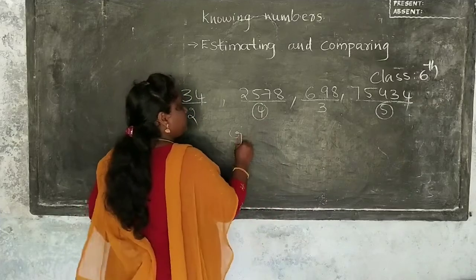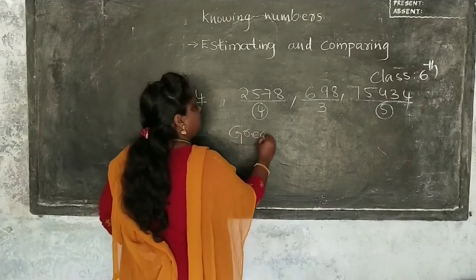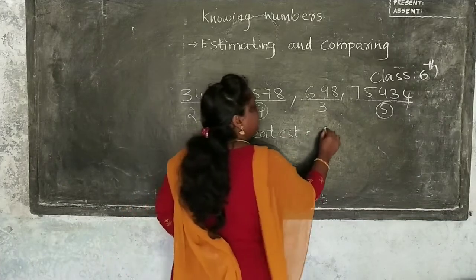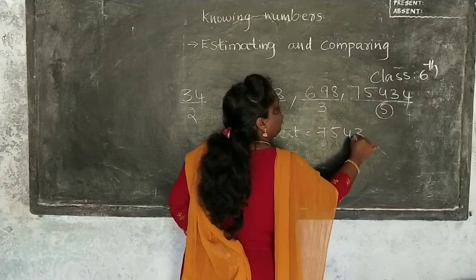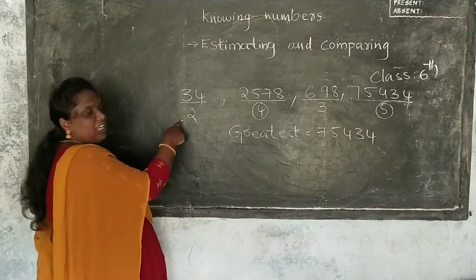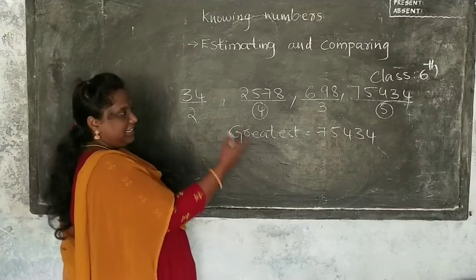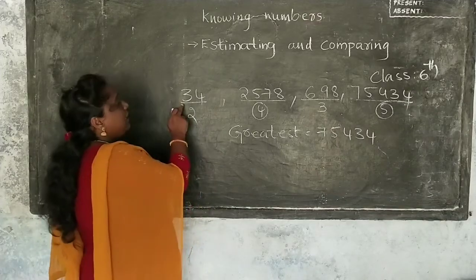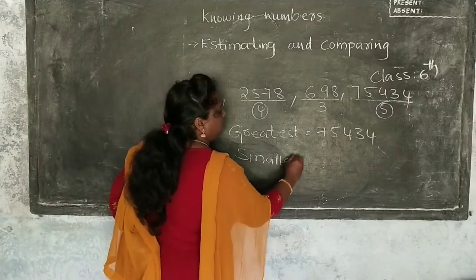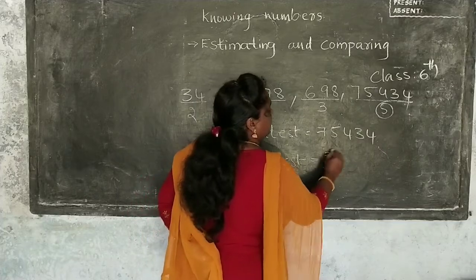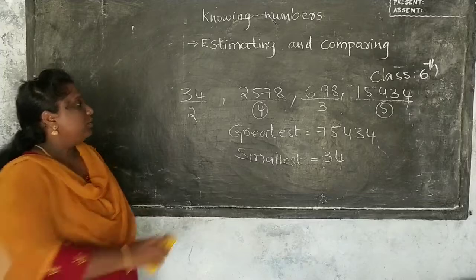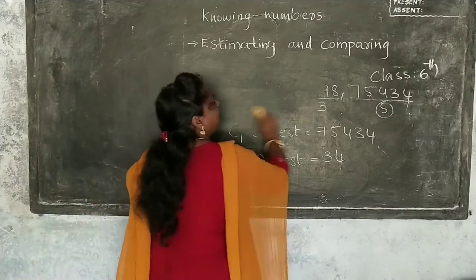So now the greatest number is 75,434. Among these, which is the smallest? Yes, you are correct, and it is very easy also, I know that. Then 34. The smallest number is 34. Okay, very good. Now let us go for one more example.